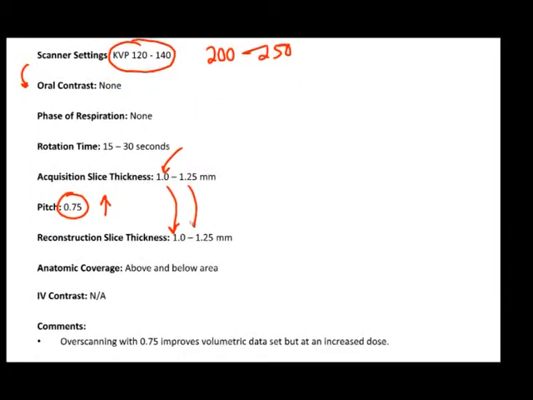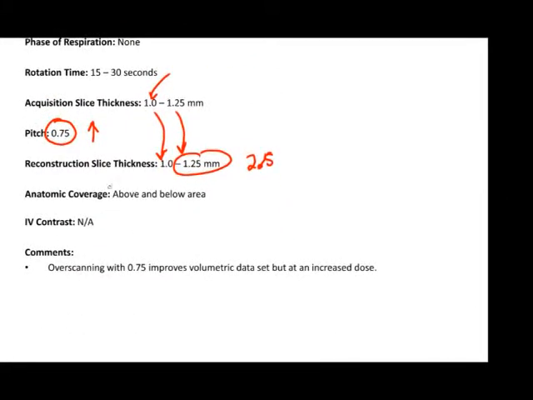The reconstruction slice thickness is going to be pretty much a mirror of the acquisition slice thickness. However, we can go up to 1.25, and I would even say that we can go up to 2.5 and be still adequate for this, because you can always go back to your ones if you have to. Basically, you're going to have the area covered above and below the knee, so you want all the knee joint, and you definitely want above and below just to verify that there's no abnormalities there, especially if the patient has a fracture and it extends up past the knee joint, you definitely want to be able to get that.